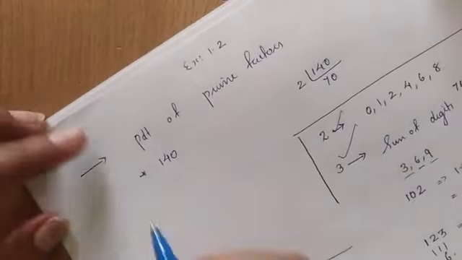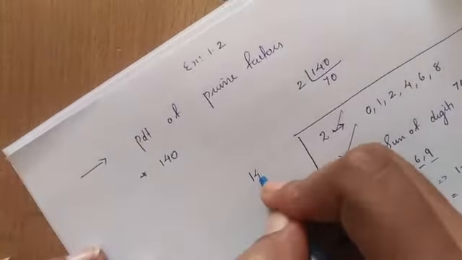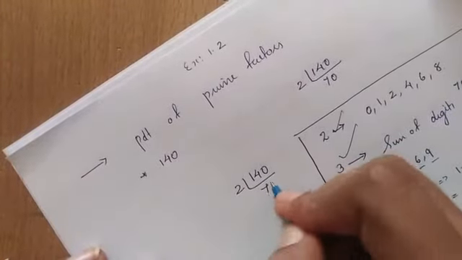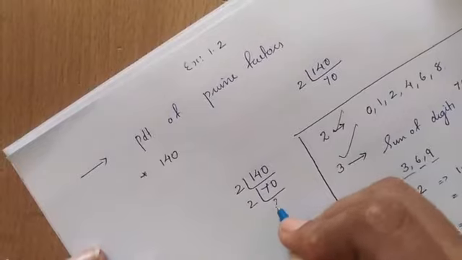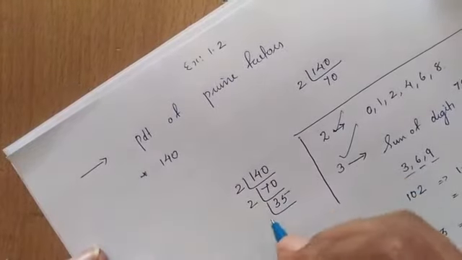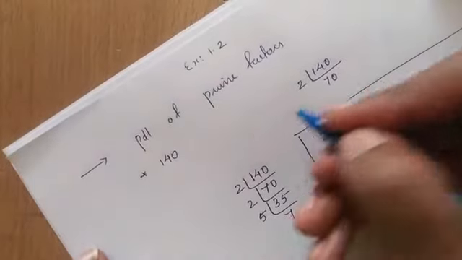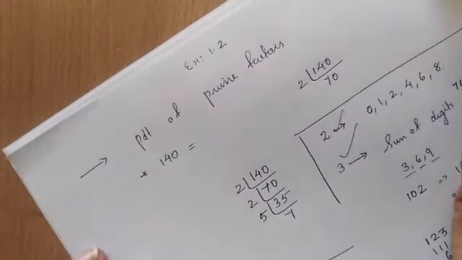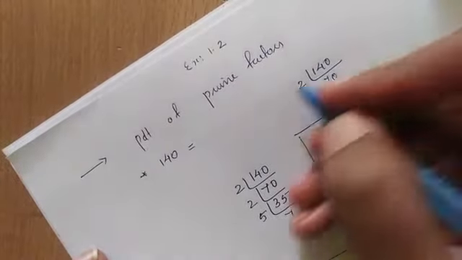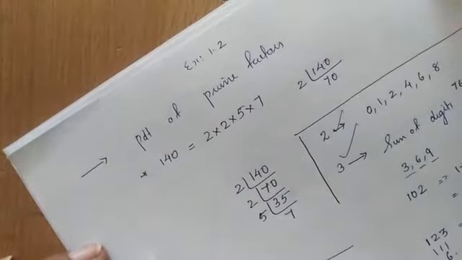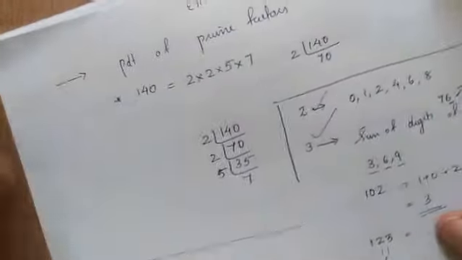Then go to the previous question, 140. We can factorize here by 2. So 70, then 2, 35, which ends with 5. So 5 and 7. So we can say that 140 has prime factors 2 into 2 into 5 into 7. 140 is equal to 2 into 2 into 5 into 7.